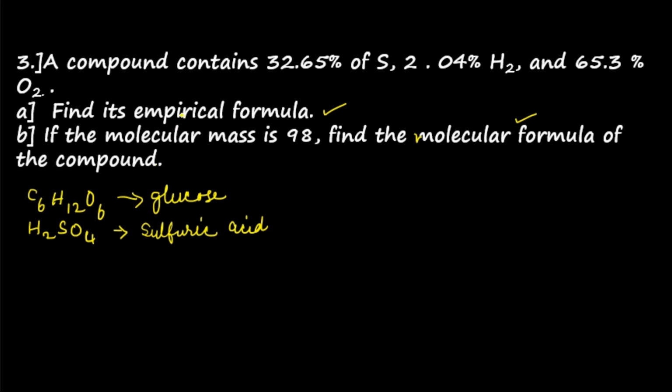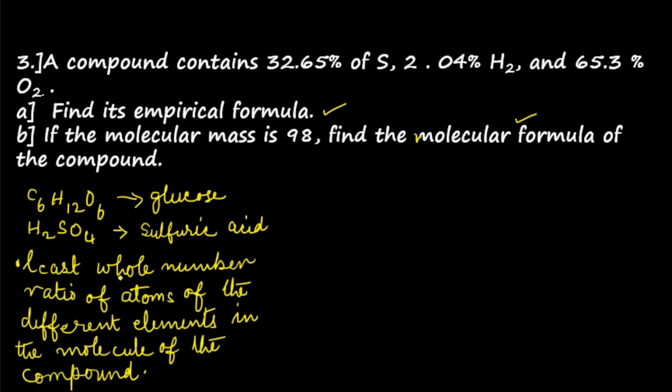But what is empirical formula? Empirical formula by definition gives us not the actual number of atoms of the different elements. It is the least whole number ratio of the atoms of different elements in the molecule of the compound. This is empirical formula. Let us take one or two examples here.